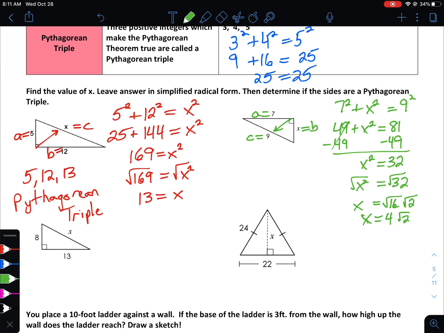Now notice in this case that we do not have all whole numbers, so 7, 9, and 4 square root of 2, because 4 square root of 2 is not a whole number because it has that square root of 2 attached to it. So this is not a Pythagorean triple.